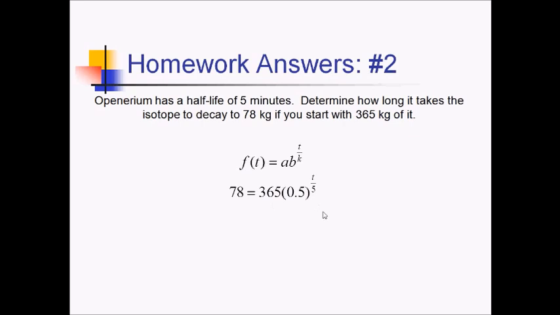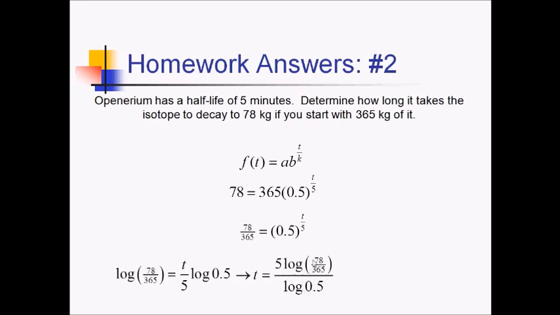So here's our setup. Let's go ahead now and isolate the exponential term so we can take a log of both sides. Dividing both sides by 365, we've got 78 over 365, whatever that comes out to. Now I'm going to log both sides. So I've got log of 78 over 365 equals, and now our exponent pops out. This is t over 5 times the log of 0.5. Now to get t by itself, I have to multiply by 5 over here and divide by log of 0.5. So I'm going to have t equals 5 log of all this stuff divided by log of 0.5.